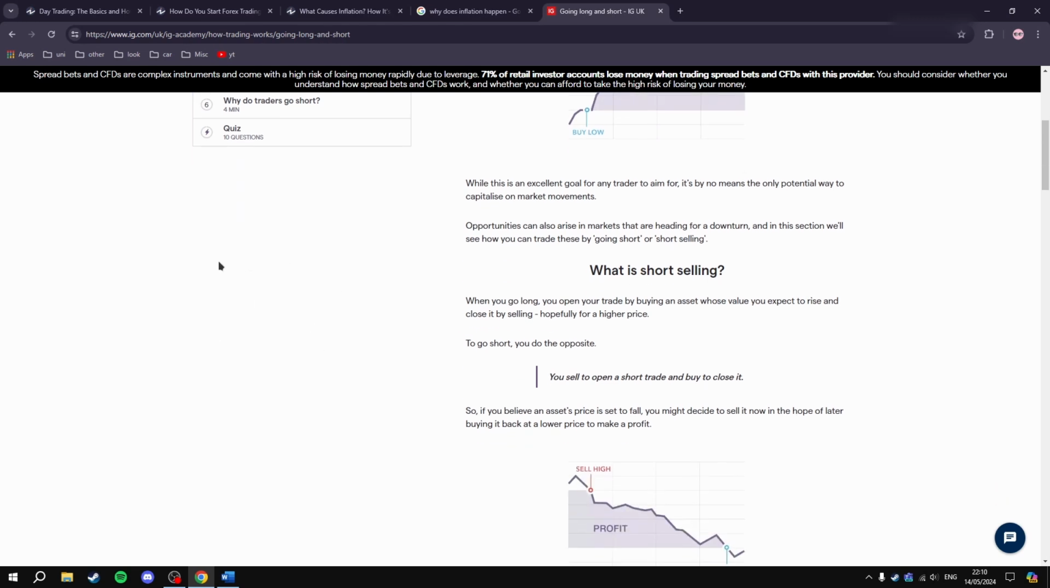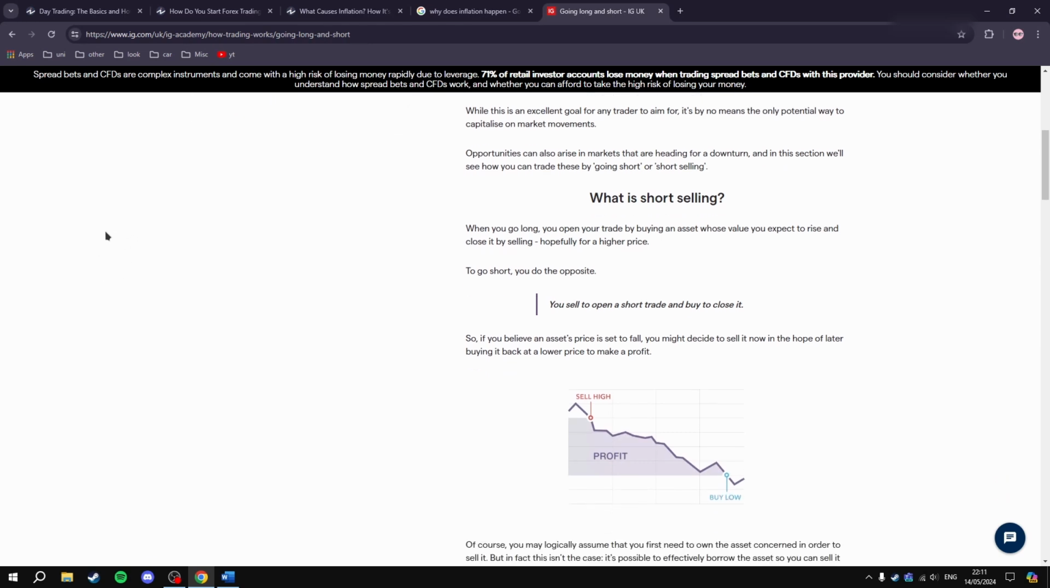What is short selling? When you go long, you open your trade by buying an asset whose value you expect to rise and close it by selling, hopefully for a higher price. To go short, you do the opposite. You sell to open a short trade and buy to close it. So if you believe an asset's price is set to fall, you decide to sell it now in the hope of later buying it back at a lower price to make a profit.